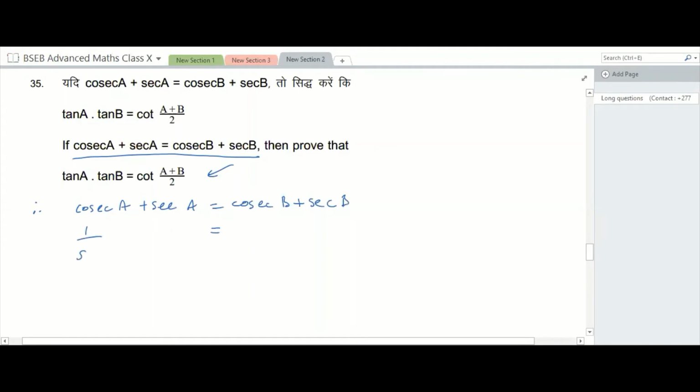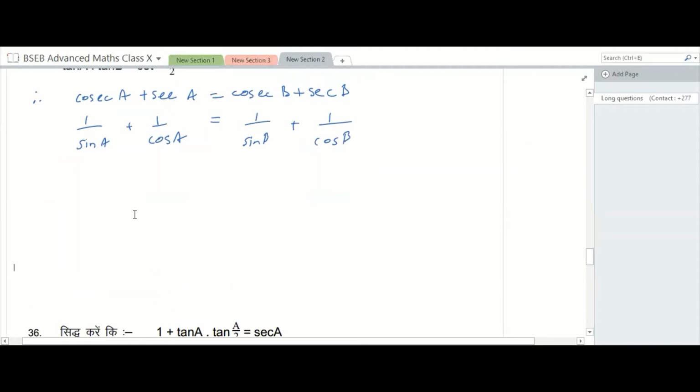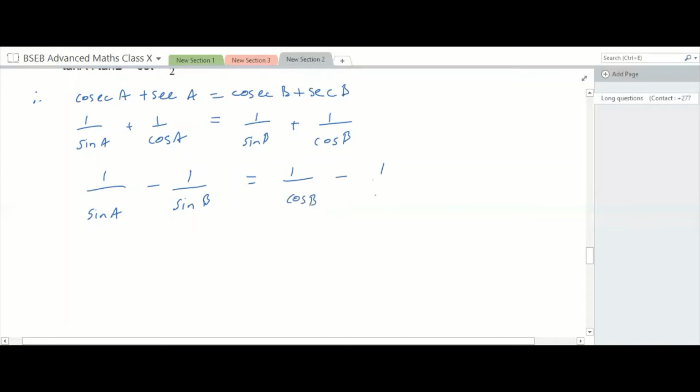Cosec A is 1 over sine A plus 1 over cos A, equals 1 over sine B plus 1 over cos B. And rewrite it as collect all the sines on one side and all the cos on one side. 1 over sine A minus sine B is equal to 1 over cos B minus 1 over cos A, which is equal to, so we just took this cos and cos, collect it on one side, and sine, take it across.